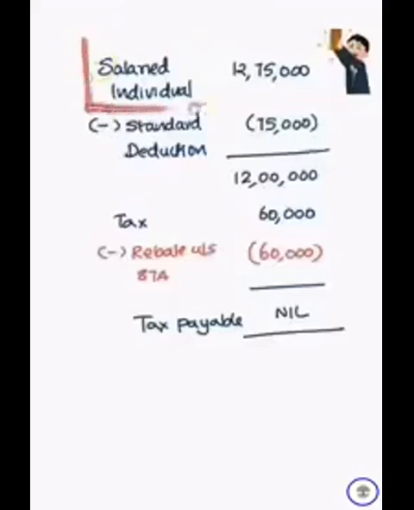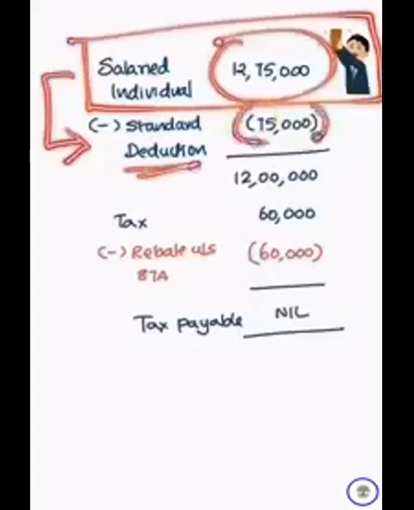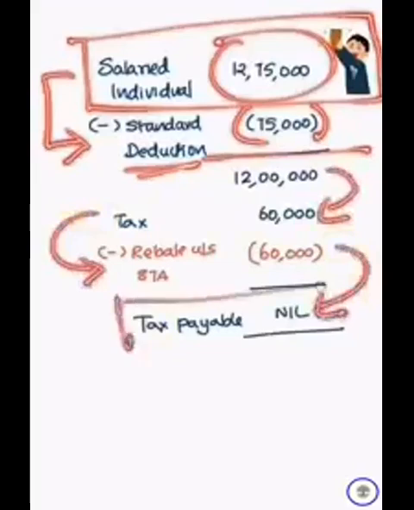Okay, let's take the case of a salaried individual who is getting a salary of 12,75,000. He is actually eligible for a standard deduction of 75,000 as per the latest budget. It means 12,75,000 minus 75,000, his income is going to be 12 lakh only, on which the tax payable will be 60,000, but he'll be eligible for a rebate of 60,000, so the net tax payable will be nil.